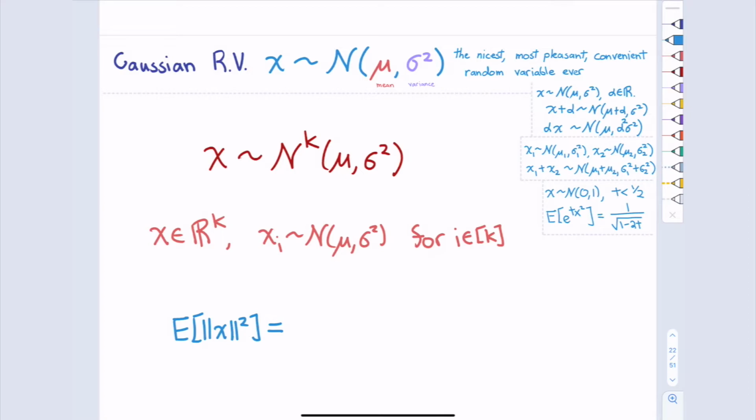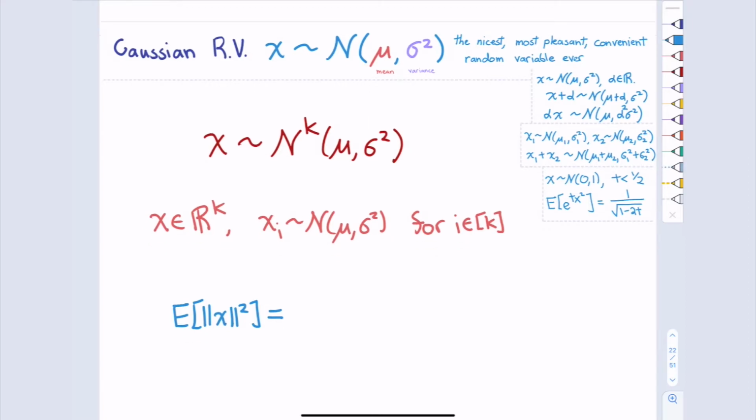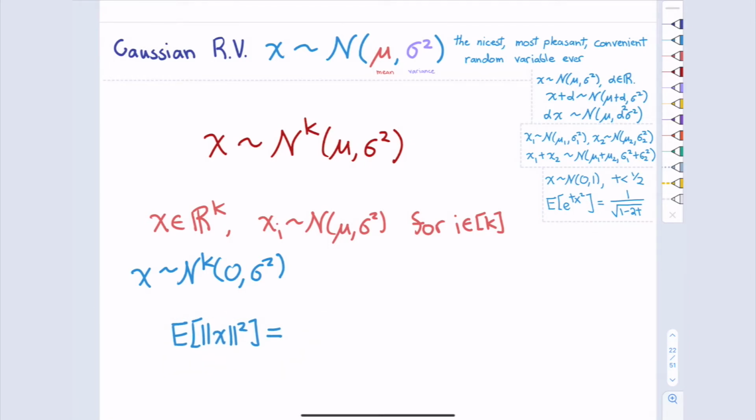Okay, so let's look at the special case where x is sampled with mean 0, but otherwise has some variance. Okay. What is the expected value of the length of the vector? Or how would I go about it? Okay, so I'm looking at a vector where every coordinate is a Gaussian. Now I'm asking, what's the expected Euclidean length squared? Again, everything is in the L2 norm.